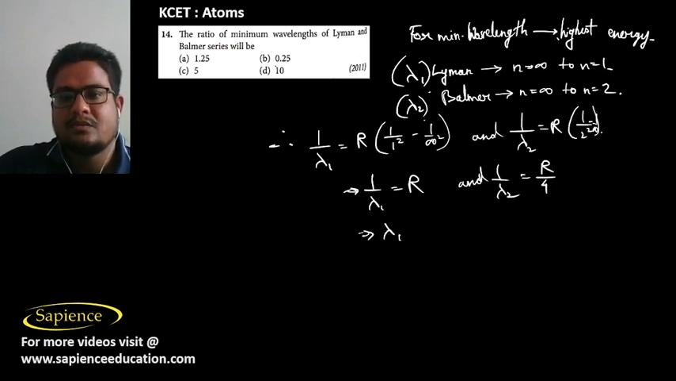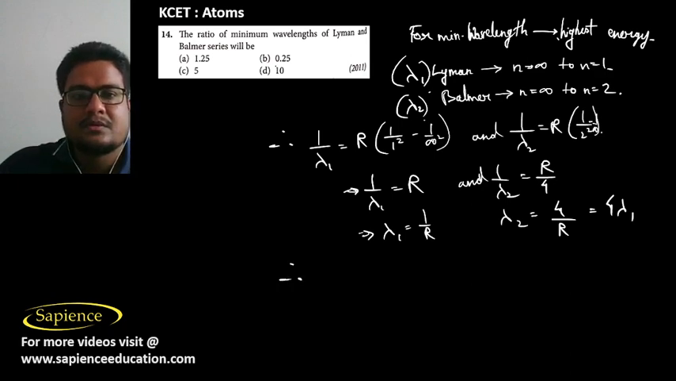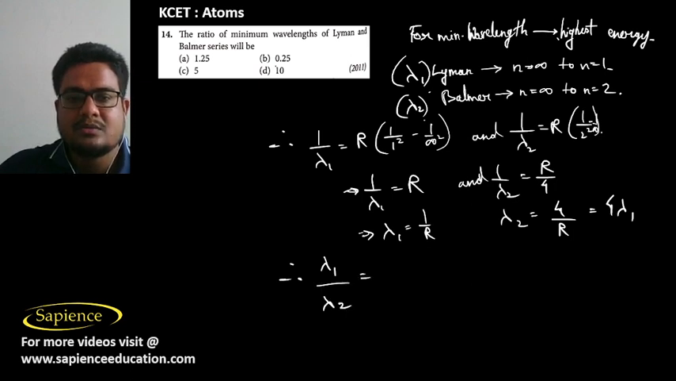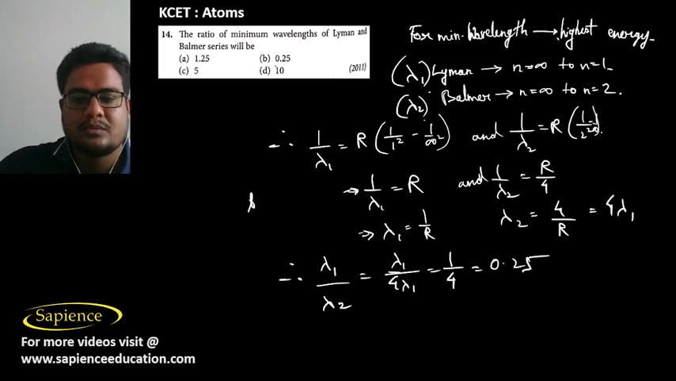Therefore lambda 2 is equal to 4 by R, which is equal to 4 lambda 1. So the required ratio of the minimum wavelengths in Lyman and Balmer series, lambda 1 by lambda 2, is lambda 1 by 4 lambda 1, that is 1 by 4, which is equal to 0.25. And B is the correct answer.